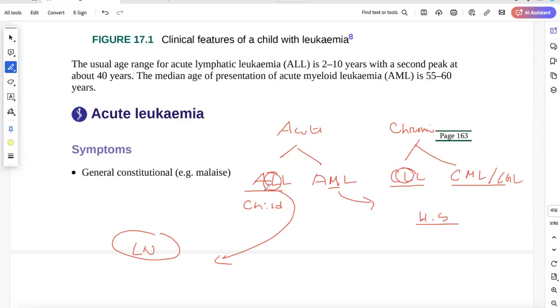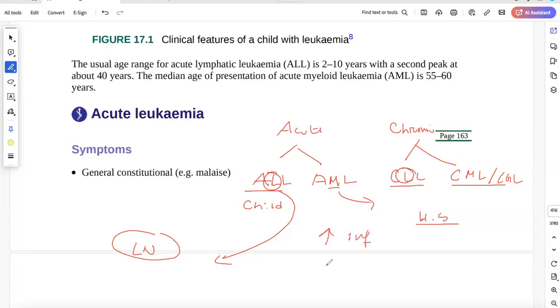Okay? Doesn't mean that ALL patients cannot have hepatosplenomegaly. They can, but the main presentation for ALL or CLL is lymphadenopathy. For AML, CML, hepatosplenomegaly. As part of symptoms, leukemia patients will get frequent infection. Even though they have increased WBC, these are immature WBC and don't work like how they should. So they will get increased infection.